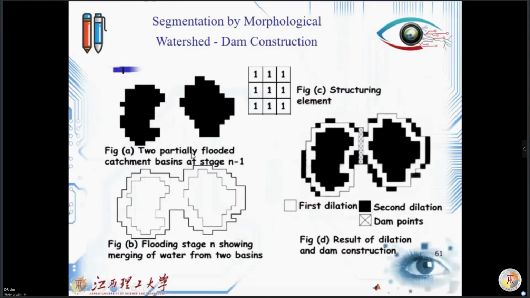Then again, please have a look at the figure that we have, and you can see the dam points between these two images. You will see the task that morphological watershed segmentation handles and how it does the job.